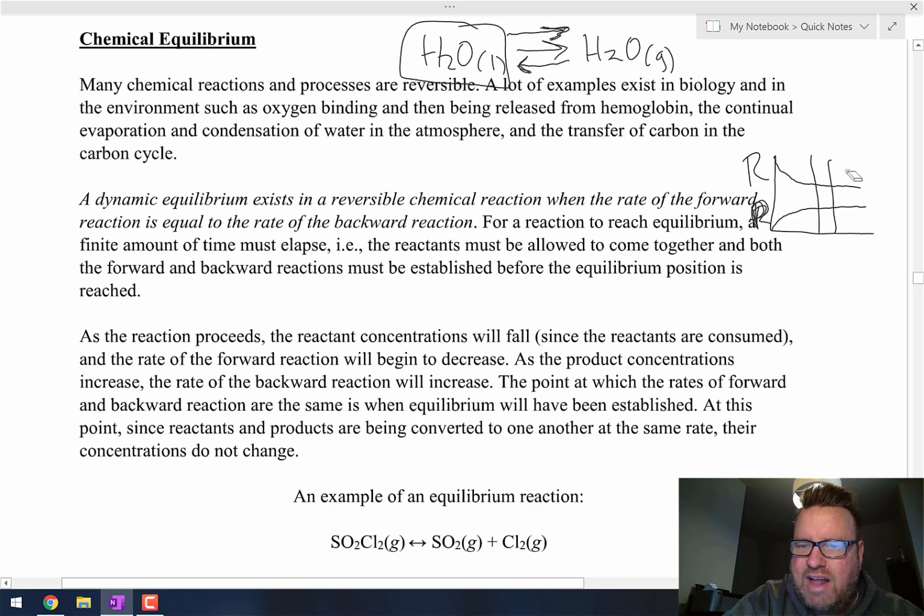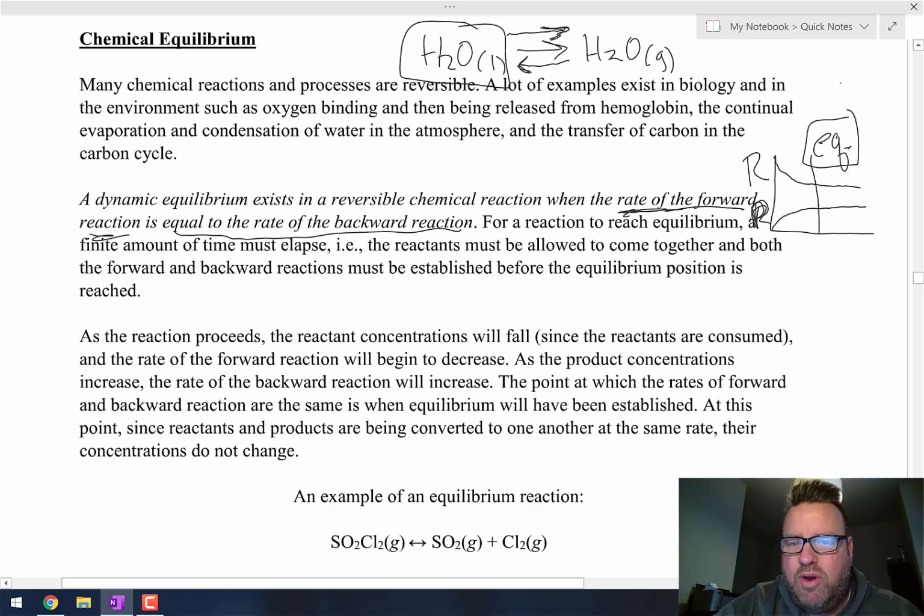It gets flat, okay? And at that point, it looks like nothing is changing, but all that means is the rate, which is the speed, of the forward reaction is equal to the rate of the backwards reaction. Okay, that's at this point right here, that's the point where you have reached equilibrium. So, for a reaction to reach equilibrium, some time has to pass. You have to let some of those reactants turn into products, and then those products have to start producing reactants again.